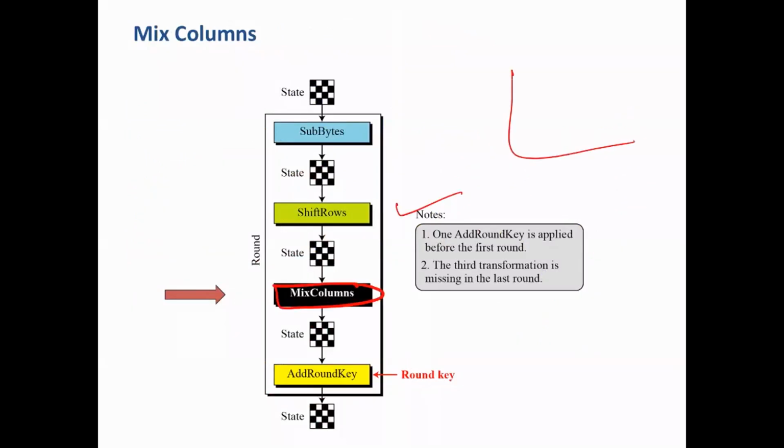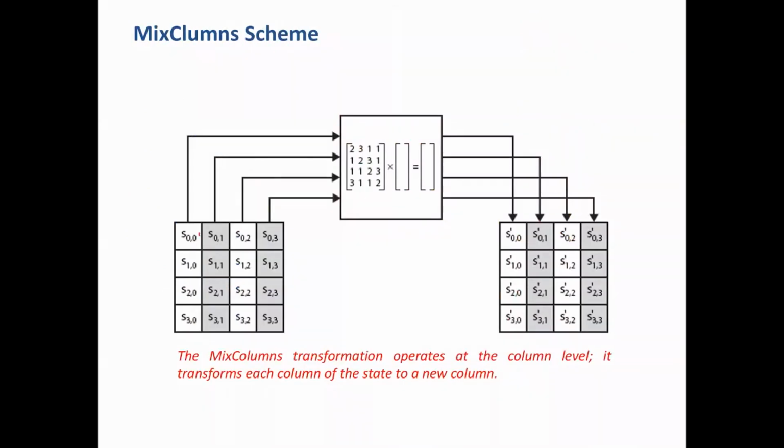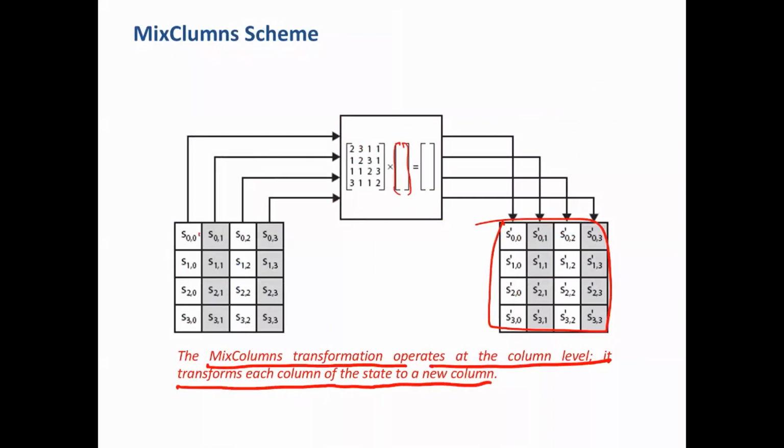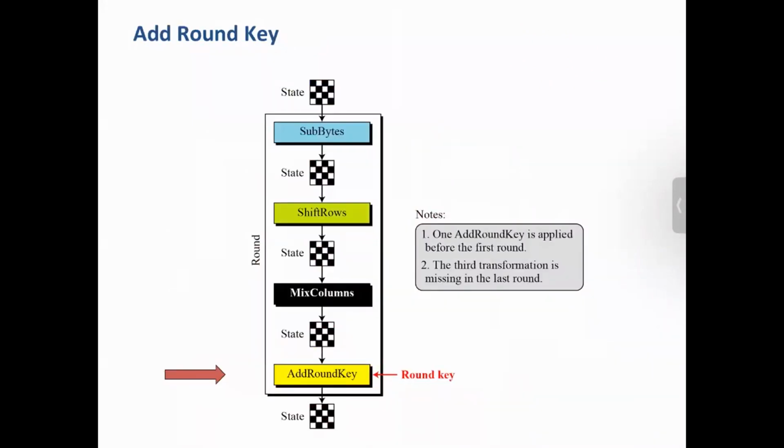So now we still have a matrix or block of data. Now how can we manipulate between columns? What we do is we look at the column, do some kind of mathematical manipulation, and then get the output here. So it's called the mix column transformation, which operates at column level. It transforms each column into a new column. Again, we are not going to get into what this is. So just look at it from the perspective of column level transformation.